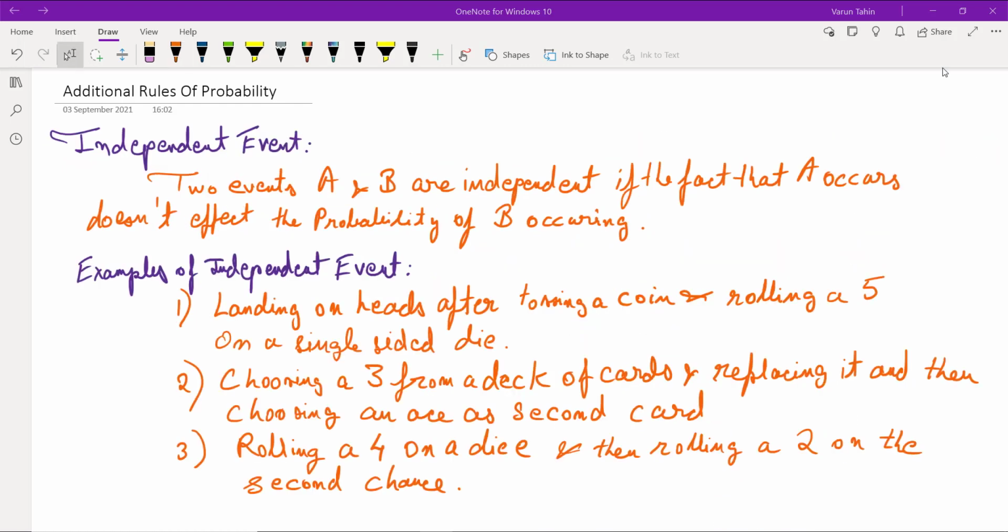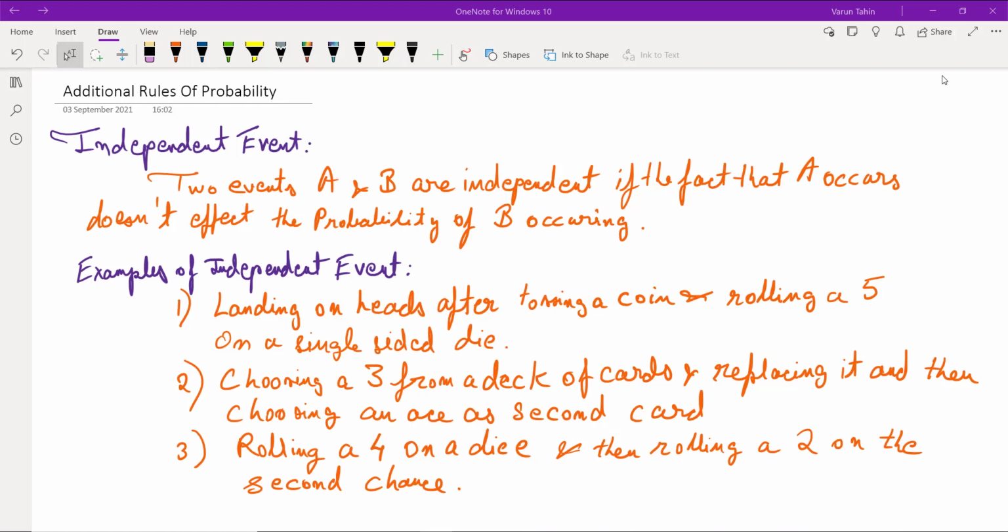Now guys, before moving on to the other rule, which is the multiplication rule, we have to understand the meaning of an independent event. An independent event refers to two events, A and B, which are independent if the fact that A occurs does not affect the probability of B occurring. So if A does not interfere with the probability of B, then those two are independent events.